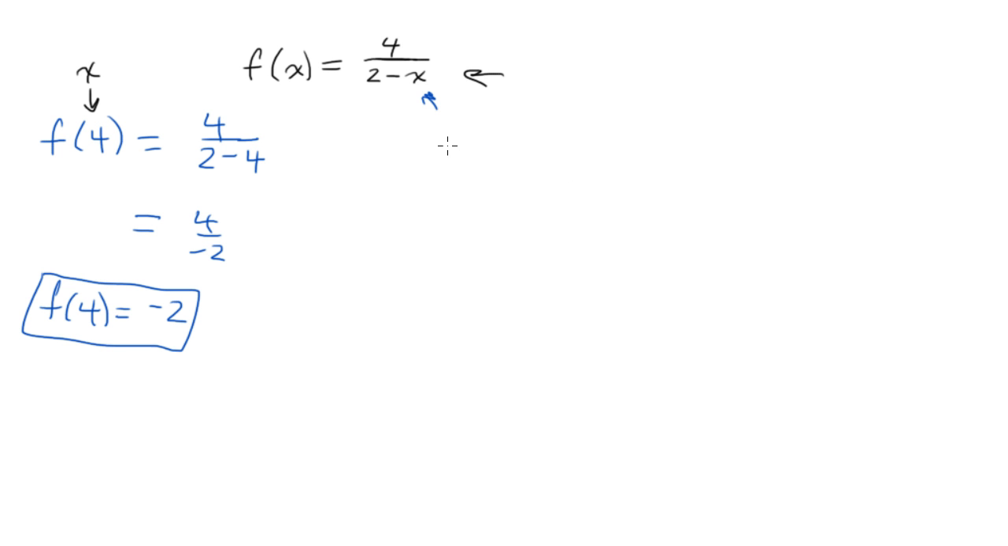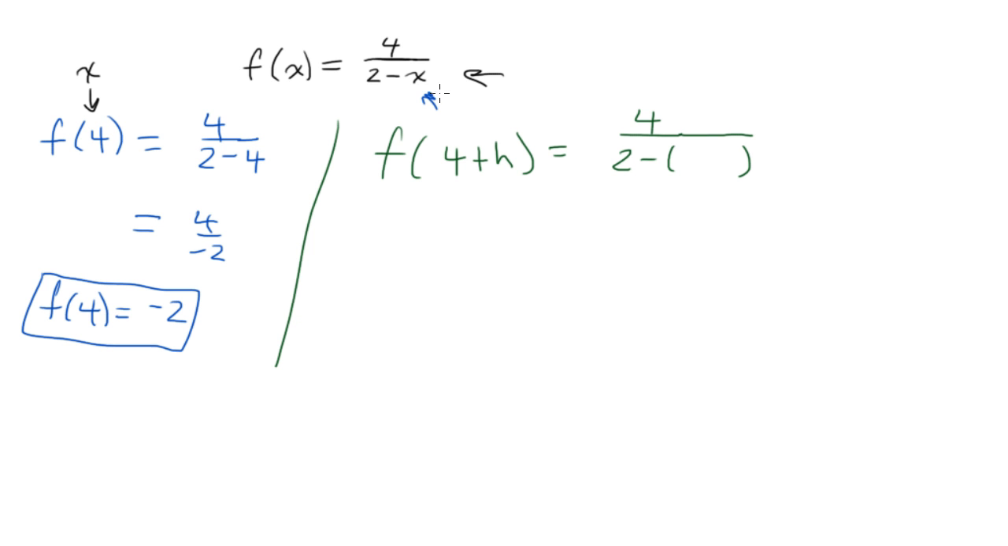Let's try another one. How about f of 4 plus h? Okay, that one, there's a little bit more going on, but it's really not that difficult. You just have to take it a couple of extra steps in the simplification. All right, so we're going to say 4 over 2 minus, and then we're going to plug in something for x. What we're going to plug in is this 4 plus h. So we'll just put that in, 4 plus h.